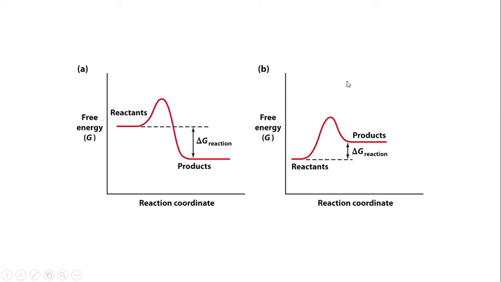Same here. This is a non-spontaneous reaction. We have reactants, we have the hill we have to climb, and then we have the products. And the products have higher energy than the reactants in this process. Delta G here is positive. So negative delta G's correspond to spontaneous reactions, positive delta G's to non-spontaneous reactions. This reaction would be spontaneous in the reverse direction.